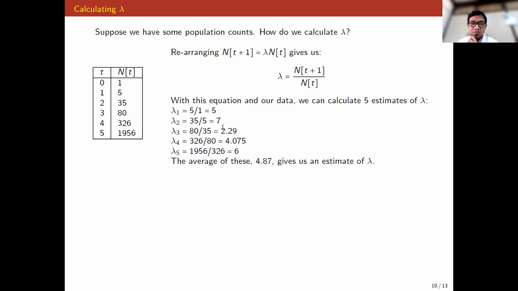The average: 5 plus 7 plus 2.29 plus 4 point blah blah blah plus 6, divided by the number of these, which is 5. So it will give 4.87. This value will give us the estimate of lambda. Estimate of lambda.